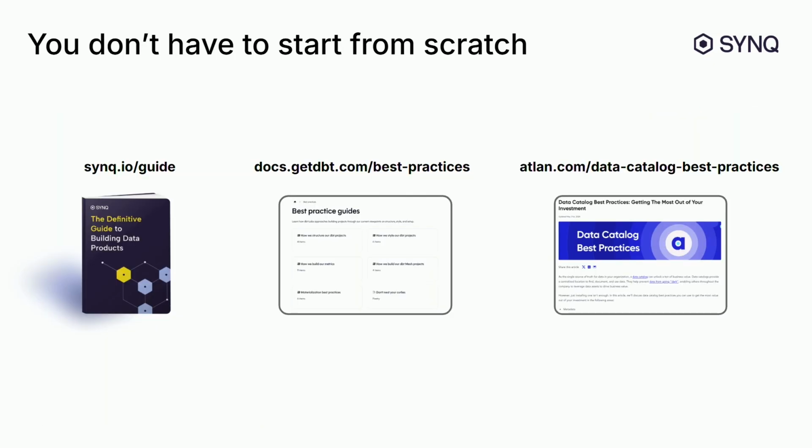The good thing here is you don't necessarily have to come up with everything from scratch. So if you look out there, there's a bunch of vendors and a bunch of other resources that have very good defaults that you can implement and take into account. So we've written a guide around data product testing. DBT has great best practices around how to structure your DBT projects. Atlan, the data catalog, has very good resources around cataloging and metadata tagging. So go out there and see what already exists.